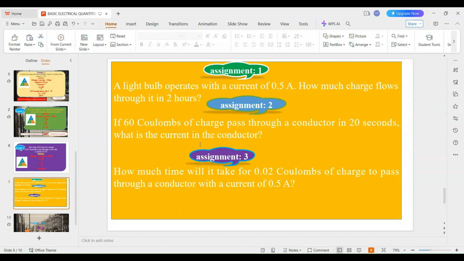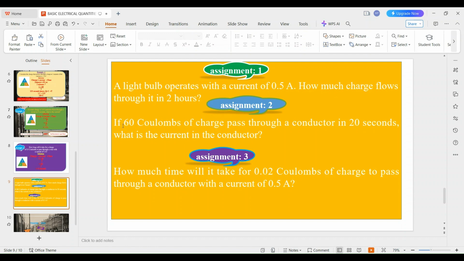Remember, practice makes perfect. So we have assignment number 1, which says a light bulb operates with a current of 0.5 amperes. How much charge flows through it in 2 hours? Take note, the time is given in hours. Therefore, you are supposed to convert hours into seconds and now use your time in seconds and current to get charge. Remember to use the formula correctly.